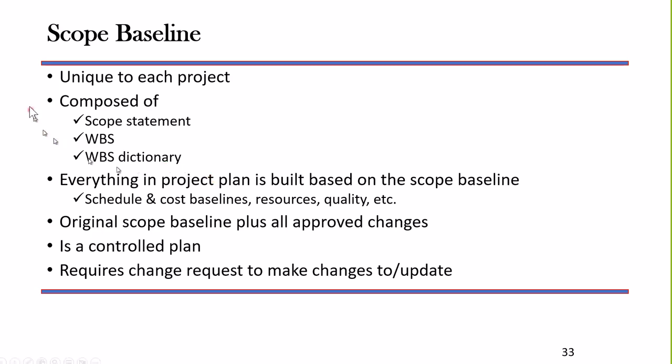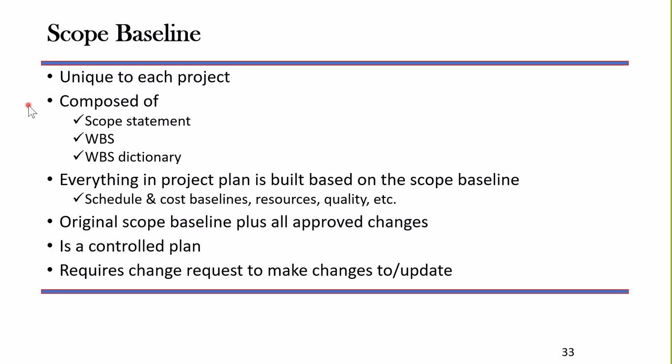But look at this next bullet item. The scope baseline is made up of 3 things. The scope statement we talked about, the WBS we showed you, and the WBS dictionary, which contains the details for each work package. Everything else is going to be built based on the scope. The schedule, the cost, resources that we need, the quality.